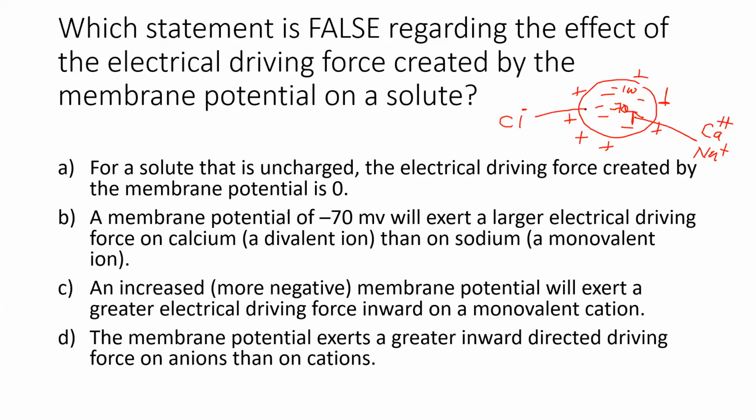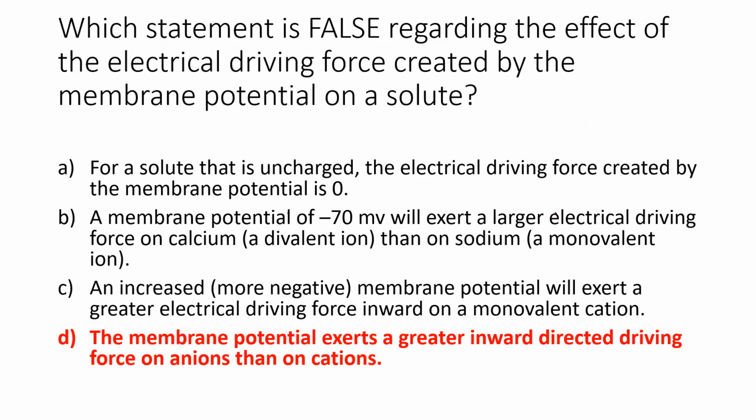Chloride does not want to get here. Like charges are going to repel. And so chloride does not want to get onto the inside of the cell the way that cations do. Anions have an outward directing force, whereas cations have an inward directing force. Okay, so just to illustrate why D is the false statement and the other statements are true. So the correct answer here is D.